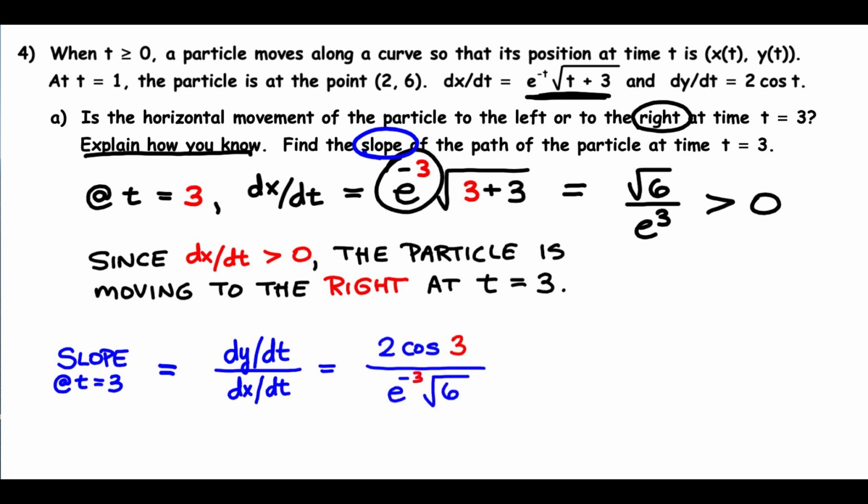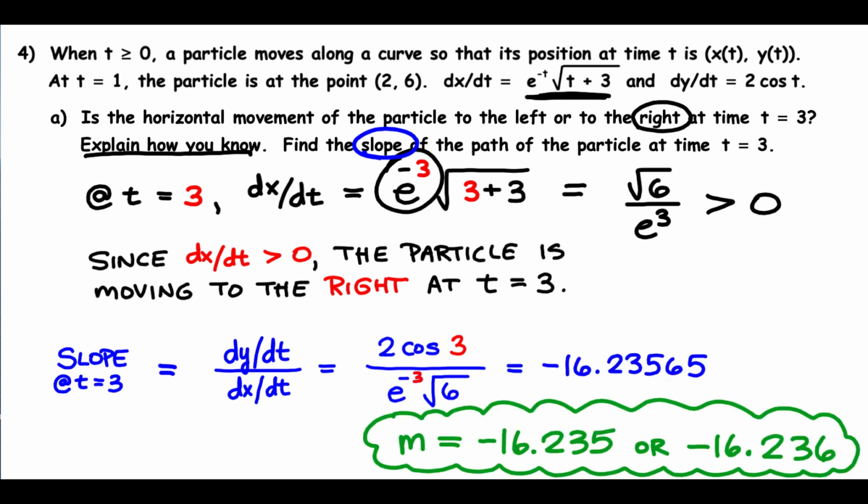And when you type that into your calculator, again, make sure you're in radians. The slope is going to come out to be negative 16.235 or negative 16.236. As you can see, I'm permitted to either round off or truncate. Okay, so that's it for part 4a.